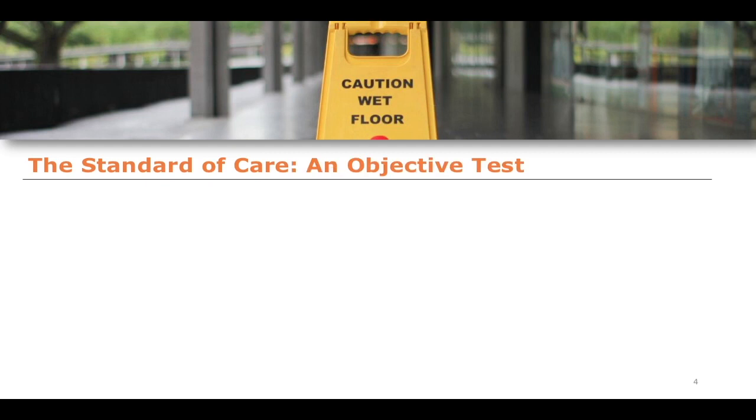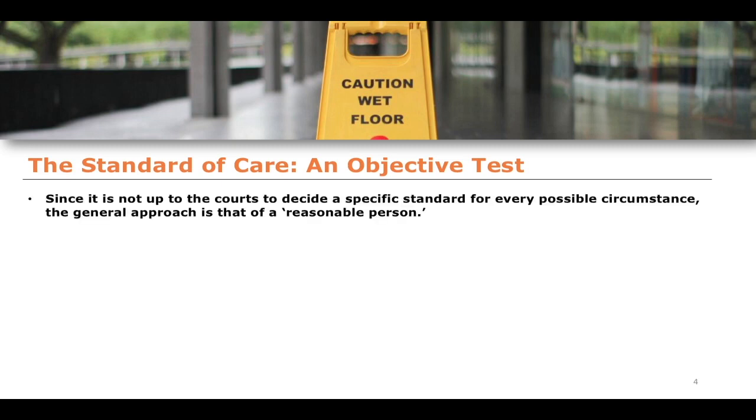Well, the courts were very, very keen to, at a very early stage in the development of this area of the law, suggest that the standard of care ought to be an objective test. It ought to be one that does not shift and change depending on the facts of a circumstance, or even the particular issue at hand, or even the person who is being accused of some kind of negligent action. So, since it's not up to the court to decide a specific standard for every possible circumstance, this would be unrealistic, the general approach is that the standard of care is the act of a reasonable person.